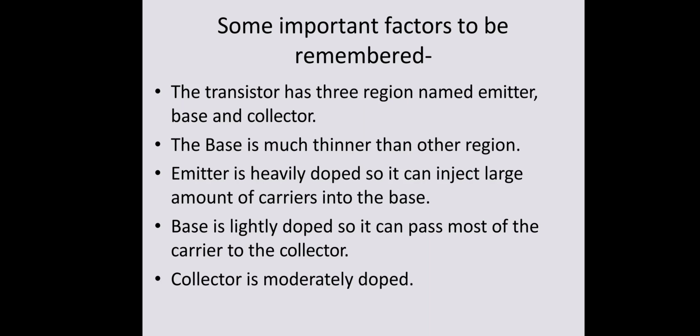And based on area, we can say that the collector has a large area because it needs to collect all the charge carriers. Then the emitter has a smaller area compared to the collector, and the base has a small area compared to both the collector as well as the emitter.